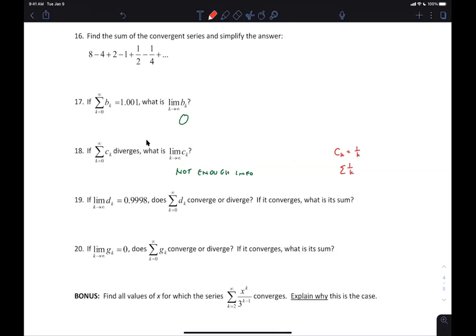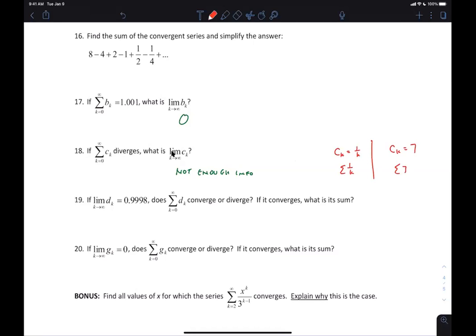Okay, but also if CK were, say, 7, then the sum of 7 plus 7 plus 7 plus 7 forever clearly diverges, right? But what's the limit of CK in that case?